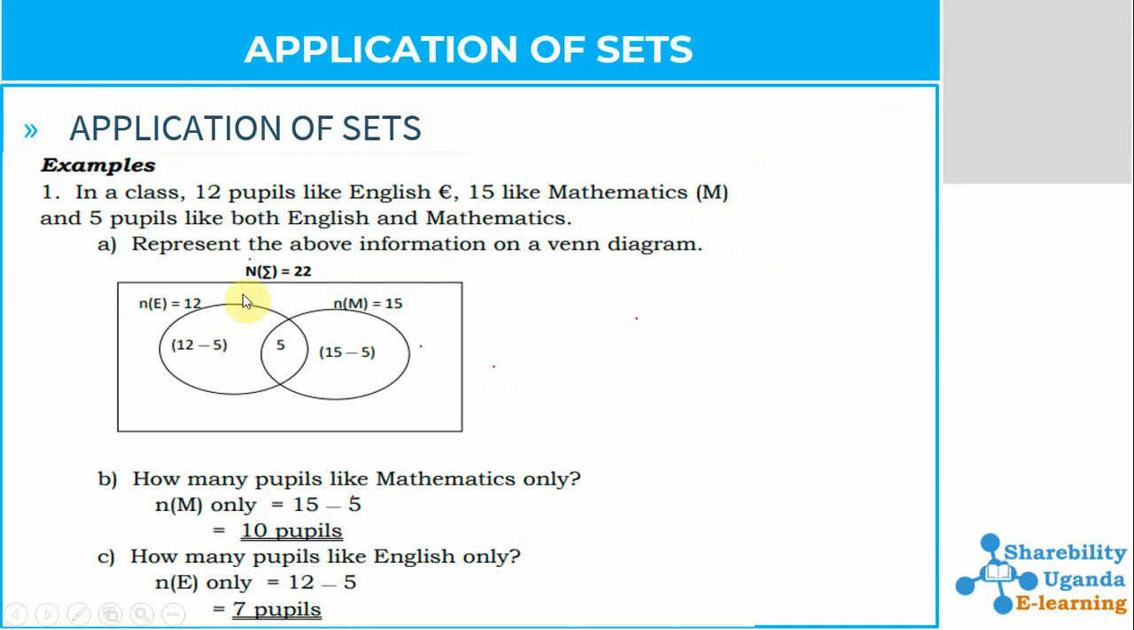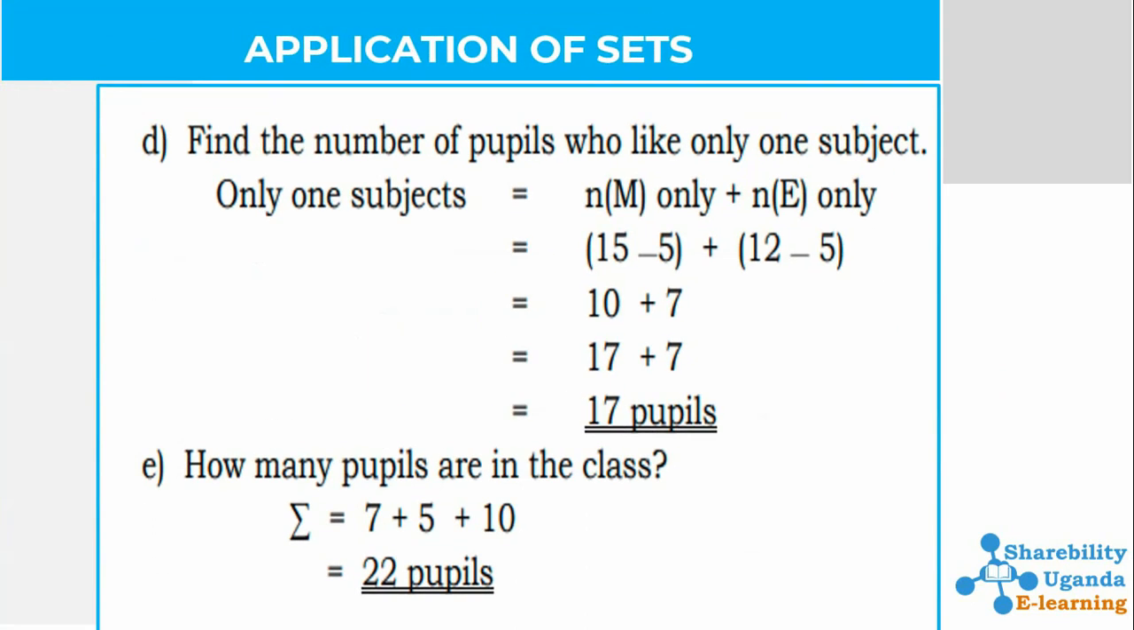So here was the question. In a class there are 12 pupils who like English, given our letter E, and also 15 liking math, and also 5 who like both. We are tasked to represent the information on a Venn diagram, which we discussed in our recent video. We were remaining with some questions where they wanted us to find out the number of people who like only one subject, and also how many people there are in the class.